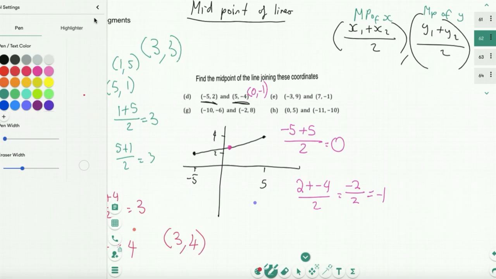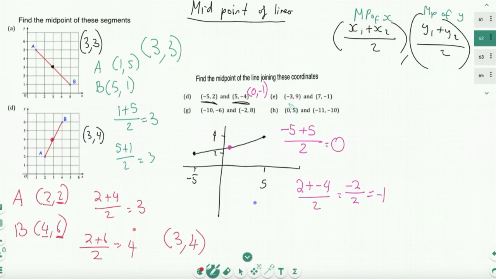Let's do the second one. There's a line that connects -3, 9 to 7, -1, and we have to find the midpoint. So we can use our formula again. To find the midpoint of the x's, we add the x's, x1 plus x2, and divide by 2. -3 plus 7 is 4, divided by 2 is 2. And we'll do the same thing for the y coordinates. y1 plus y2 over 2. 9 plus -1, a plus and a minus turns into a minus, so it's just 9 minus 1, which is 8. Divided by 2 is 4. So the midpoint is 2, 4.